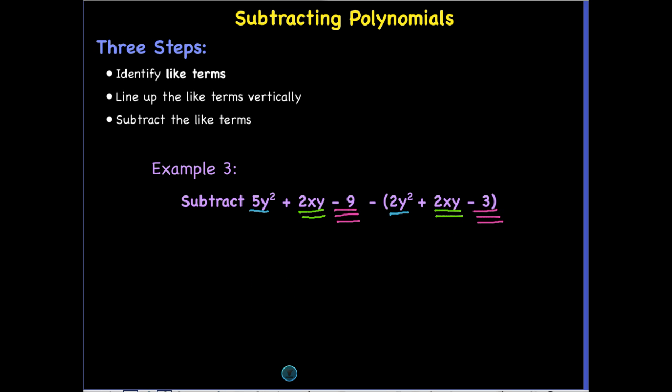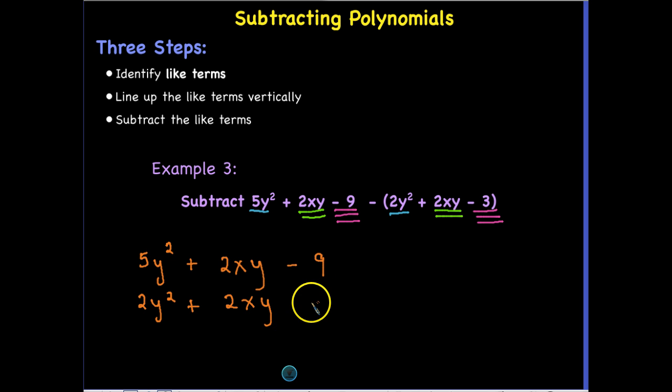So what I'm going to do is write these out vertically like I did the last time. So I'm going to start with my original polynomial, my 5y squared plus 2xy minus 9, and then I'm going to line up my like terms. So underneath that I have a 2y squared plus, and I'm just keeping the signs the same, I'm not doing anything with the signs, and then we have a minus 3. So I don't need to do anything with the signs if I line them up like this. I just put a minus out front, and I know that everything is being subtracted.